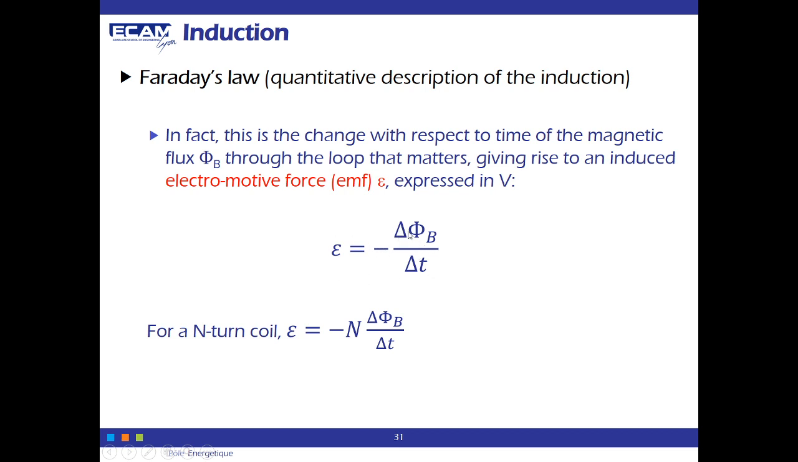So for a single turn coil, single turn geometry, the induced electromotive force will be a function of the partial derivative of the flux in the system with respect to time. Voila. And for a system with multiple turns, it will be multiplied by the number of turns.